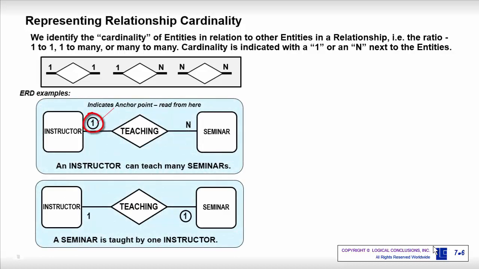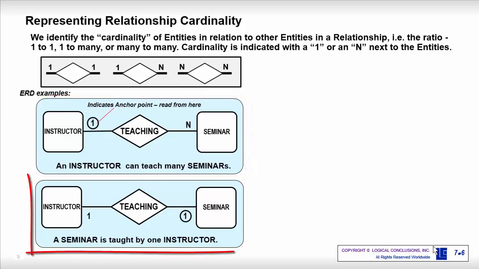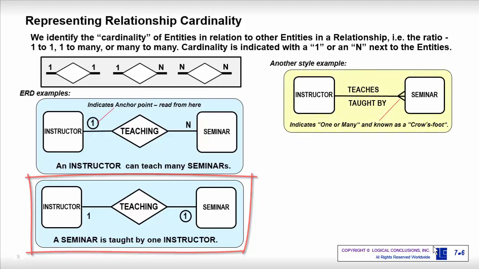Sometimes you'll see a circled cardinality indicator. That's known as an anchor point, and it's the start point from which we read the relationship. Anchor points can make the event-oriented information model more readable. The top example reads, one instructor is involved in a teaching relationship with many seminars. Or we can say an instructor can teach many seminars. The bottom example reads, one seminar is involved in a teaching relationship with one instructor. Or we can say a seminar is taught by one instructor.